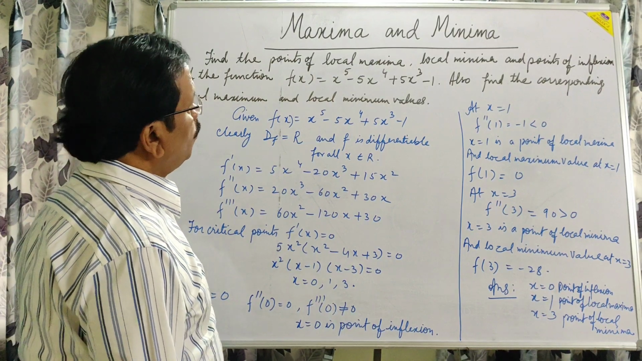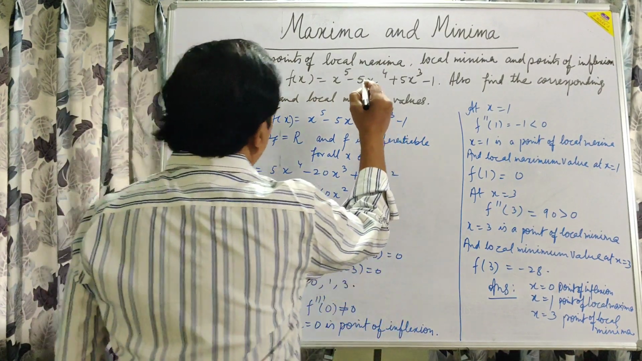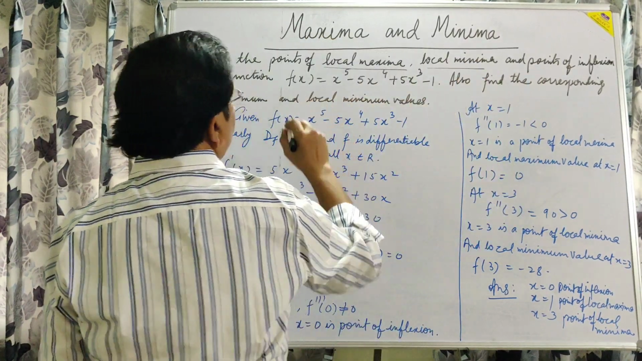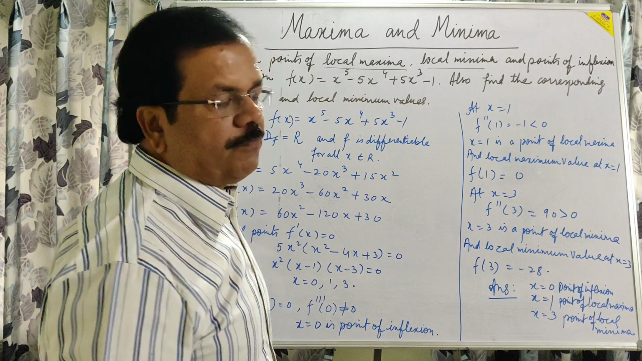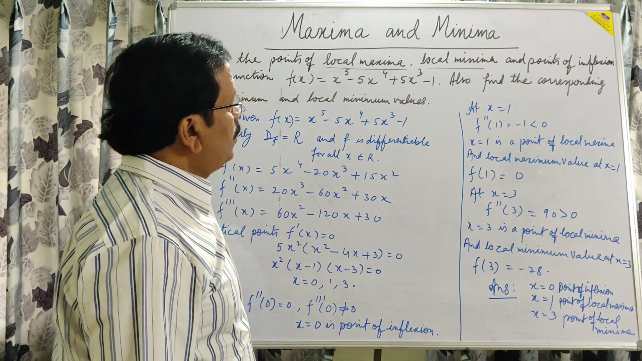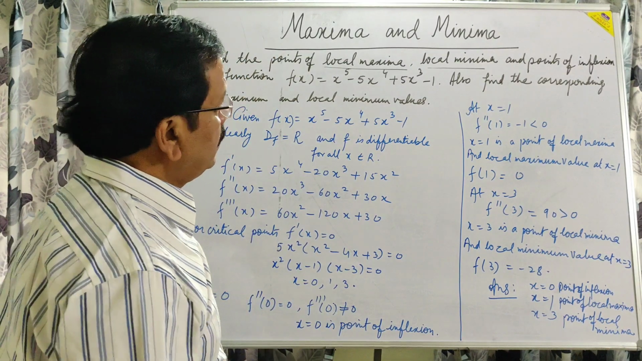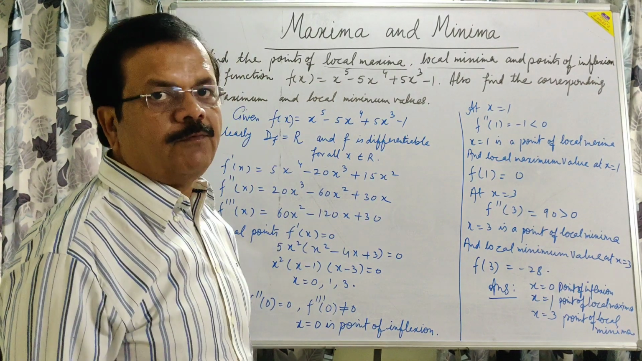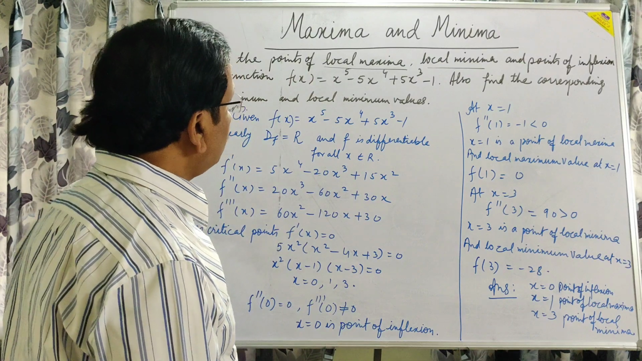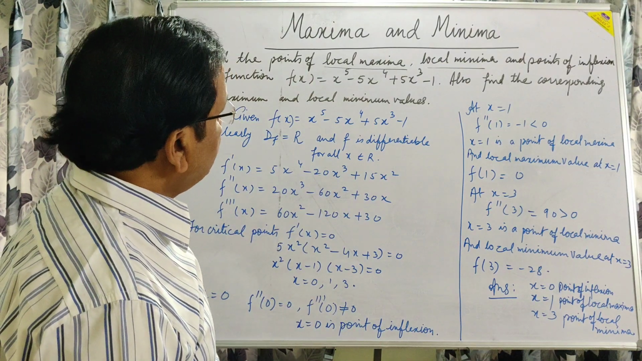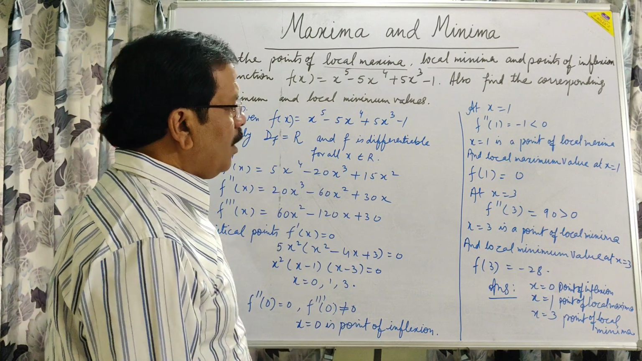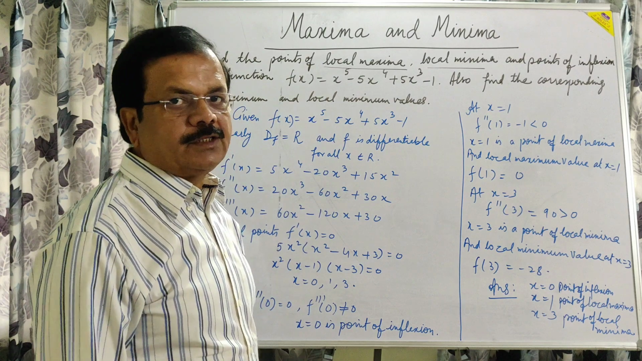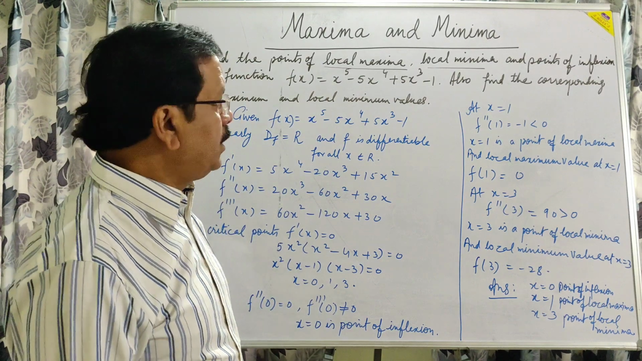Find the points of local maxima, local minima and point of inflection of the function f(x) is equal to x to the power 5 minus 5x to the power 4 plus 5x cube minus 1, and find the corresponding local maximum and local minimum values. I selected this question mainly because in the same question we get all three concepts that we just discussed: local maxima, local minima and point of inflection.